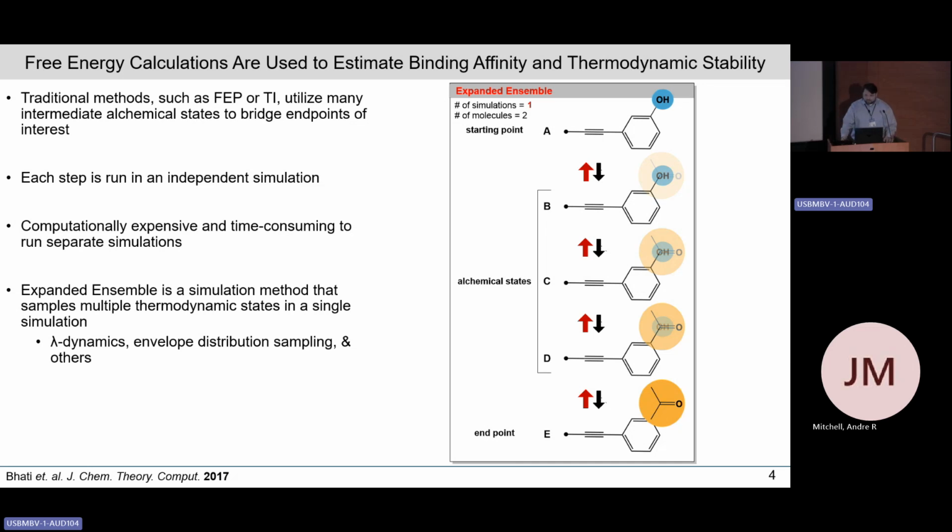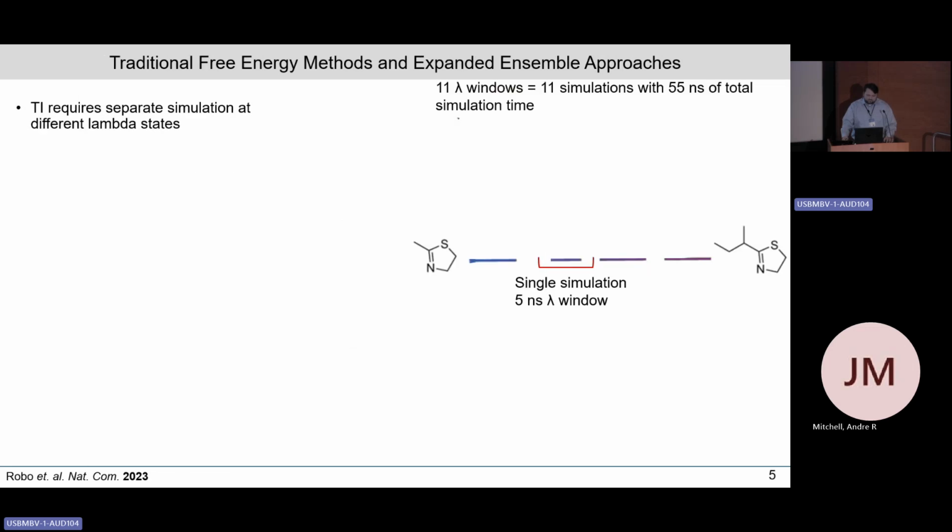And just to break down that efficiency, I was going to show how it compares to a typical TI simulation. If you're just doing a pairwise calculation, and again, I'm only showing 4 lines, but that's just for illustrative purposes, we're looking at 11 lambda windows, and that's 11 simulations and 55 nanoseconds of total simulation time.